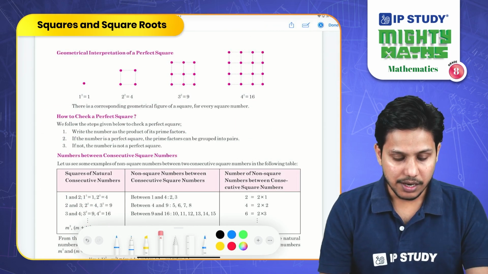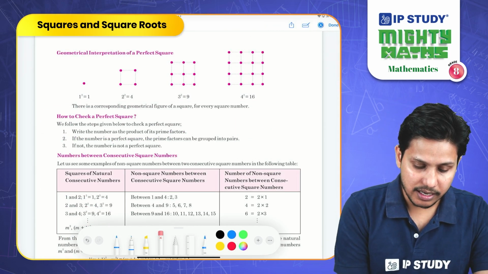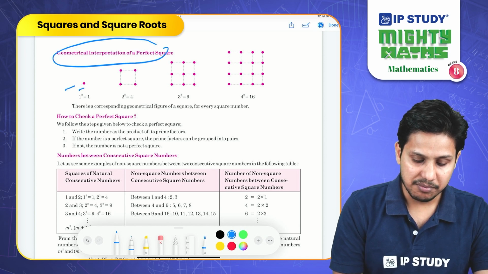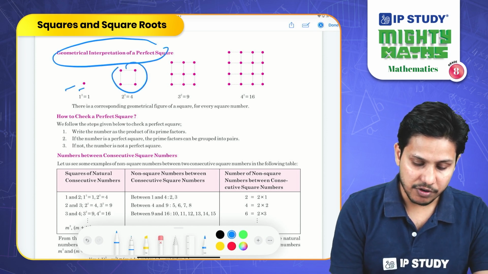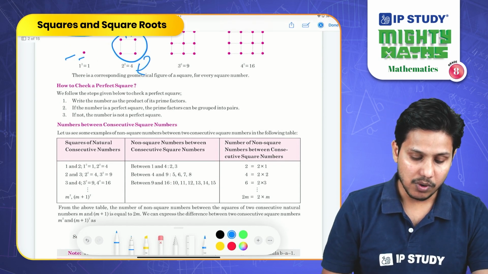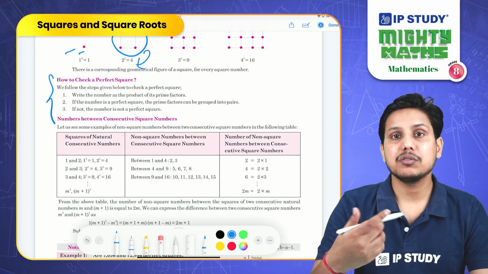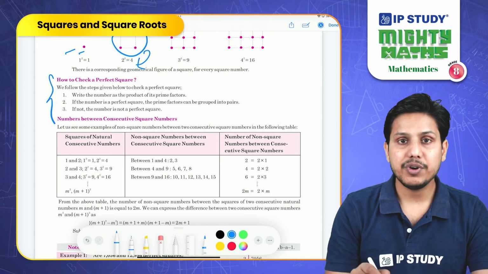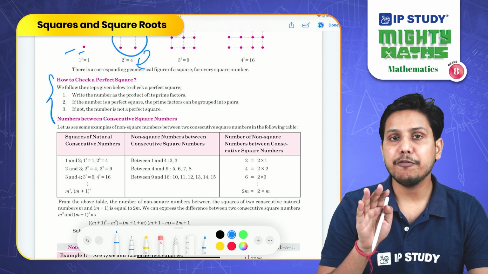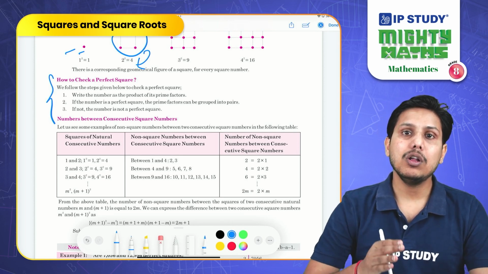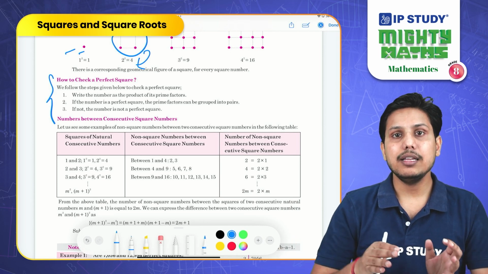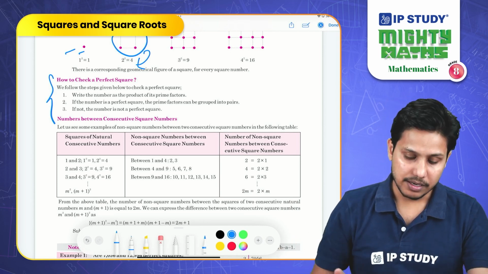Yes. Now next is the geometrical interpretation of perfect squares. So we can represent a square number using dots, where the number of dots corresponds to the square number it is representing. Yes. Now how to check if a number is a perfect square or not? For that, we prime factorize the number and we make pairs of each factor. If all the factors are categorized as pairs, then the number can be considered a perfect square.